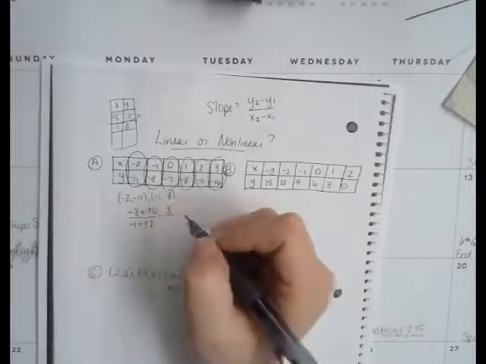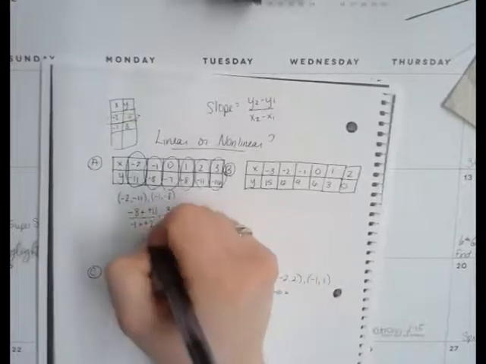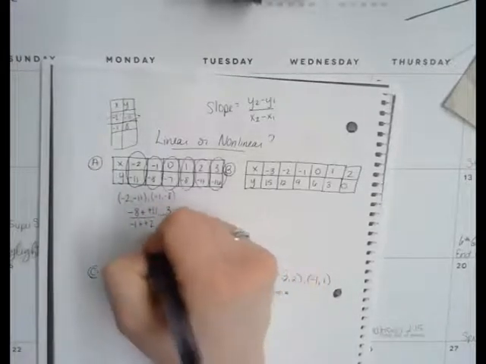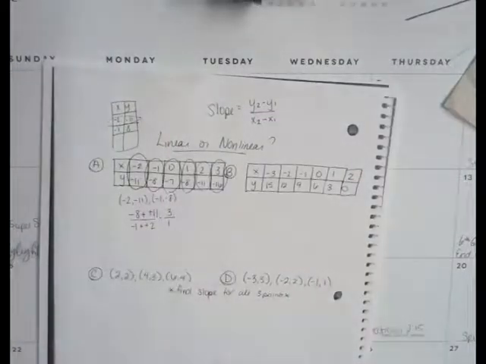We would do the same thing down here, different signs, so we're going to subtract. 2 minus 1 is 1. 2 is bigger, so it would be positive. Sorry, lost my train of thought.